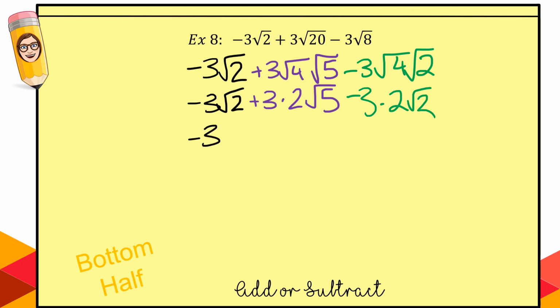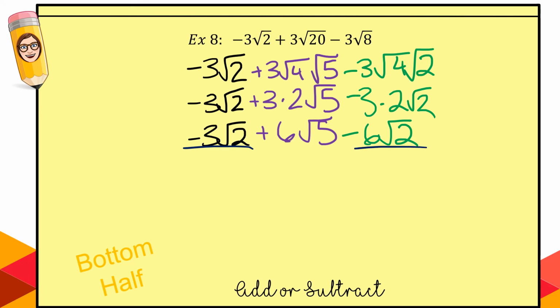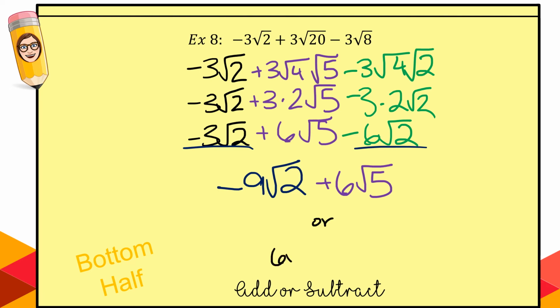All right, the first one stays. 3 times 2 is 6. Now, could you write less work here? A little bit, yeah. I want to see that first step for sure. Now, on this one, I can only combine 2 of them, right? Negative 3 subtract 6 is a negative 9 radical 2s. And I didn't use the radical 5, so it just hangs out. Positive 6 radical 5. And I would be okay if that's flipped. The order in which you write those 2 radicals does not matter.